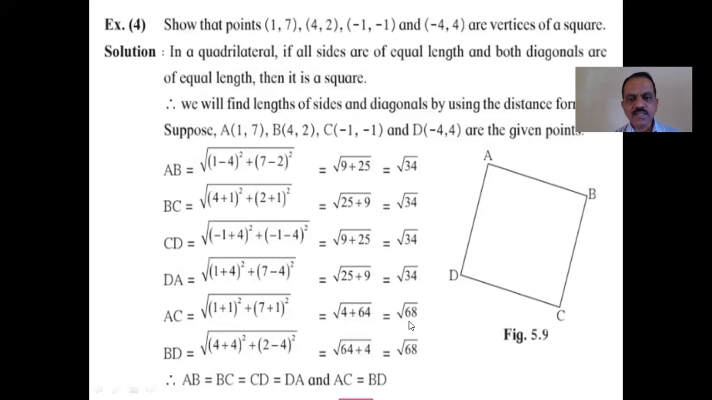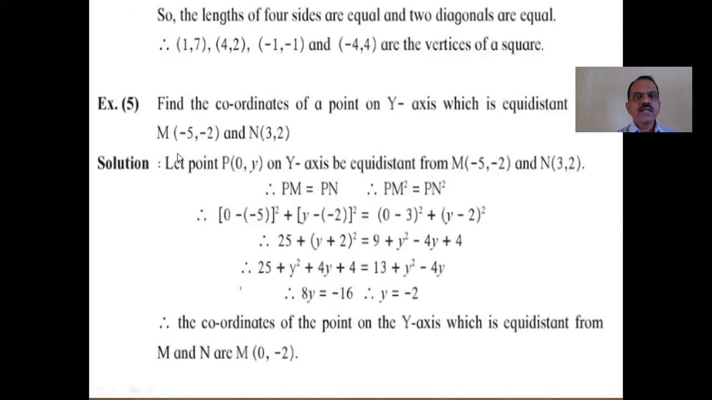मग त्याचं डिस्टन्स आलं square root of 68. Also the second diagonal BD. BD is the second diagonal. Then find the distance between those two points. This is also root 68. And from this AB is equal to BC is equal to CD is equal to segment AD. And from this, look here, the lengths of 4 sides are equal and the 2 diagonals are equal.